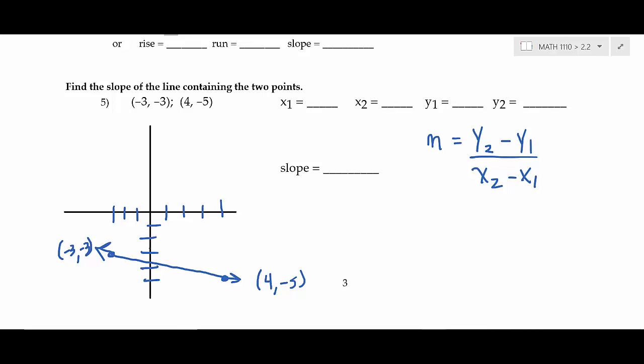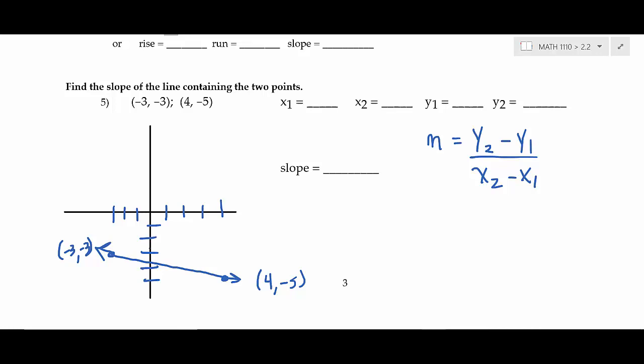The run, this part when you do x2 minus x1, is the run. All you're doing is figuring out how far apart those two x values are. So that's what that's doing. Rise is the y values' distance. Run is the x values' distance.